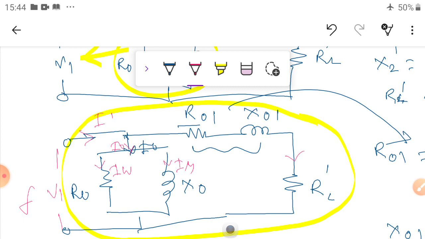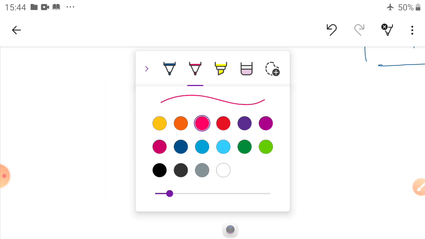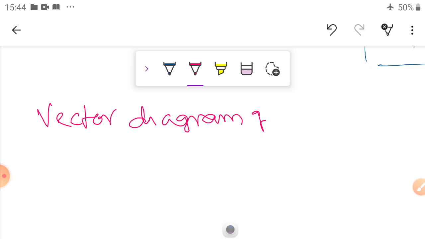Now after getting this, I am going to draw one more diagram, the vector diagram. Based on this, I am going to write the vector diagram of the induction motor.